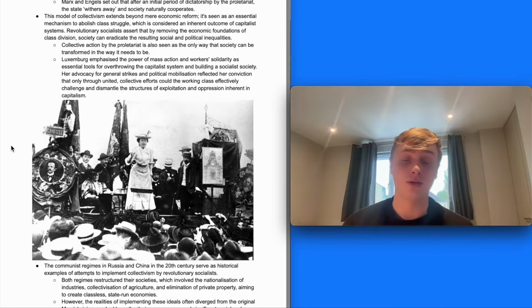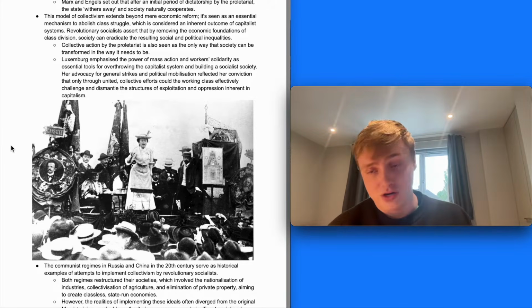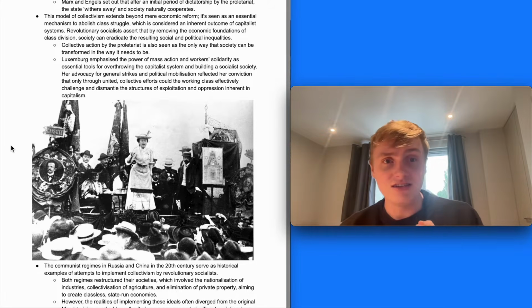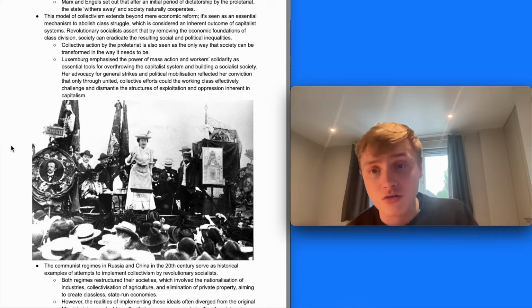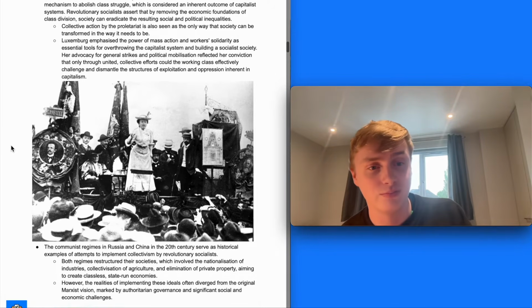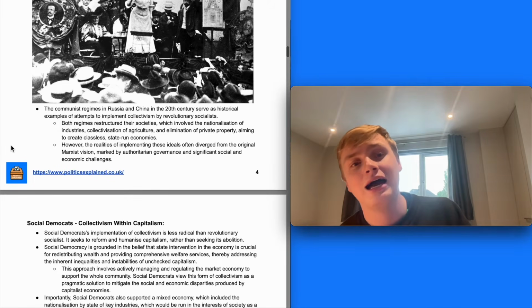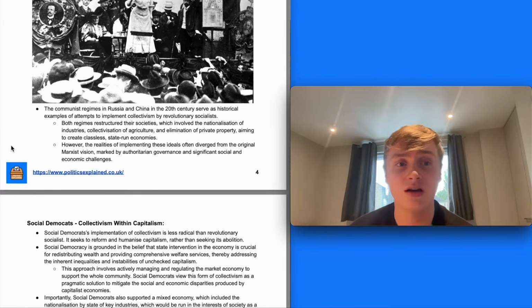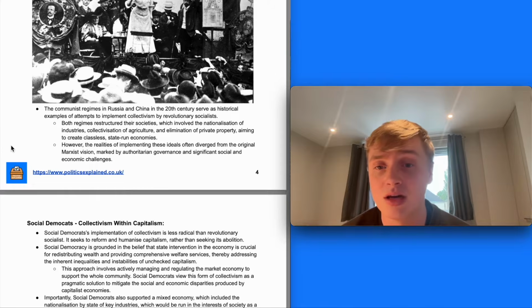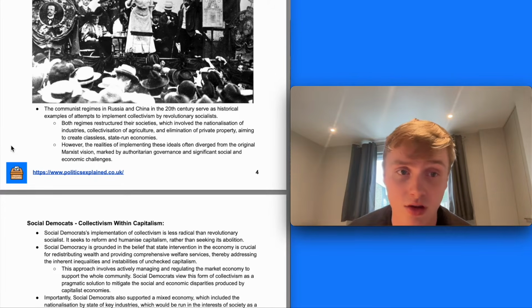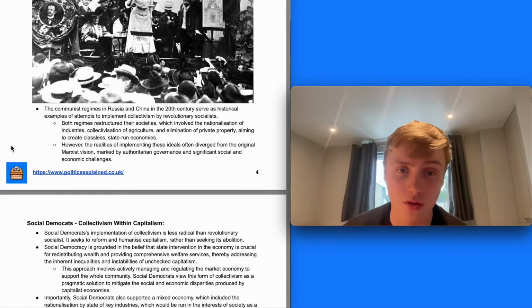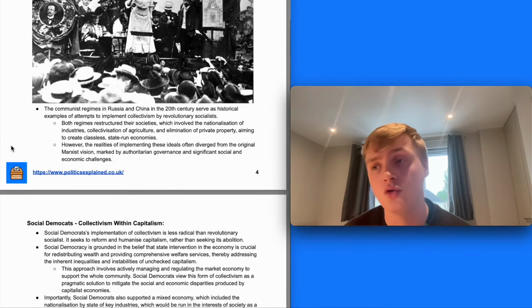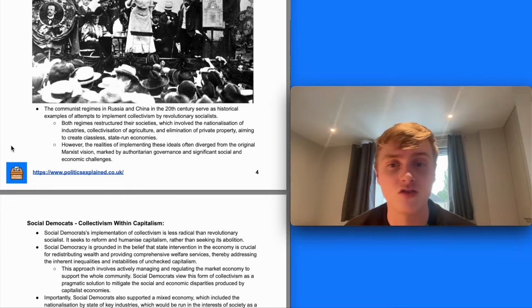As I spoke about earlier in the video, Luxemburg really emphasizes this. She sees mass action, mass strike action, worker solidarity and trade unionism as really important to achieving socialism through a revolution. And the communist regimes of Russia and China are key historical examples of collectivism implemented by revolutionary socialists. They both collectivized agriculture and the economy in particular to seek to guarantee a fairer distribution of resources.